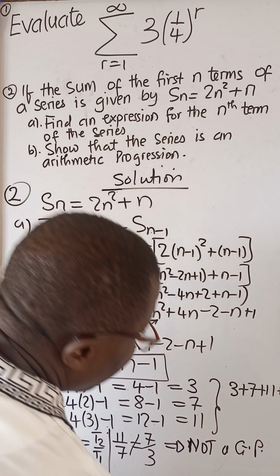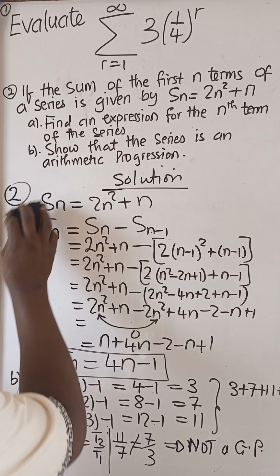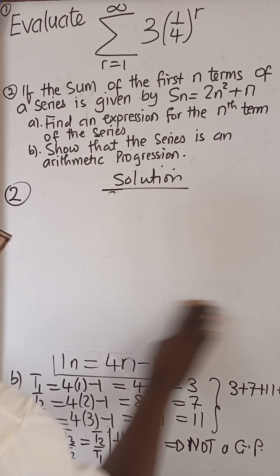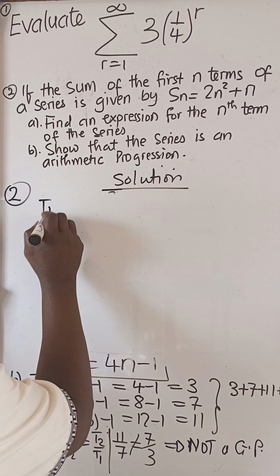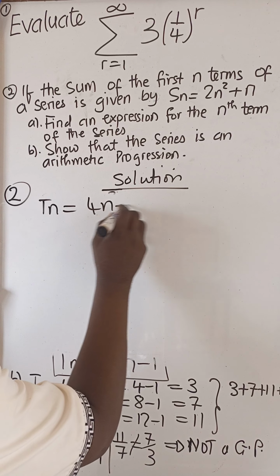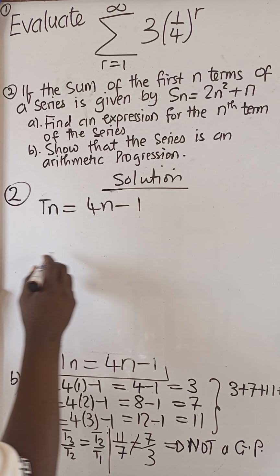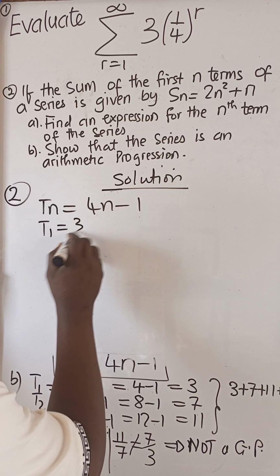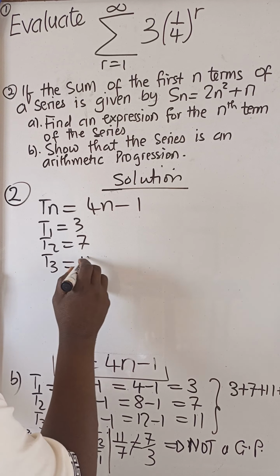All right? Now, let us now show that it is an arithmetic progression. Again, our Tn is 4n minus 1. We have our T1 was calculated already. It's 3, T2, 7, T3, 11.